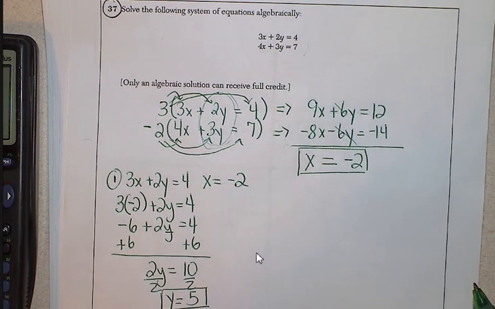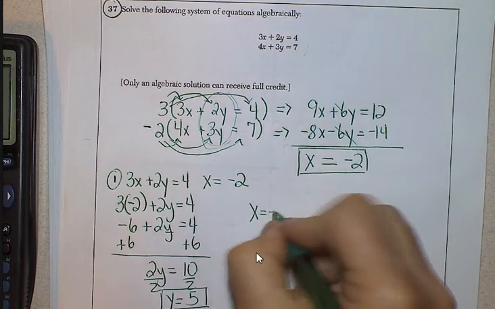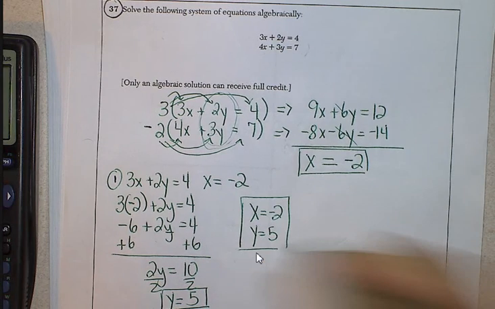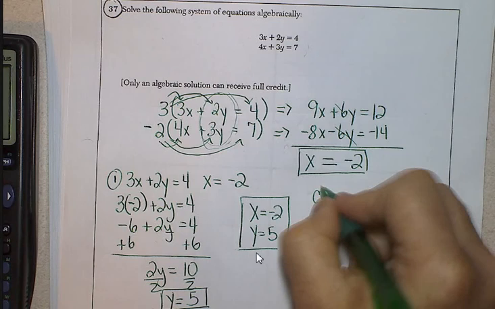Okay, remember, you're solving a system, so your answer is going to be taking your x and your y at the same time and writing them in a box. Or you can write it as an ordered pair.